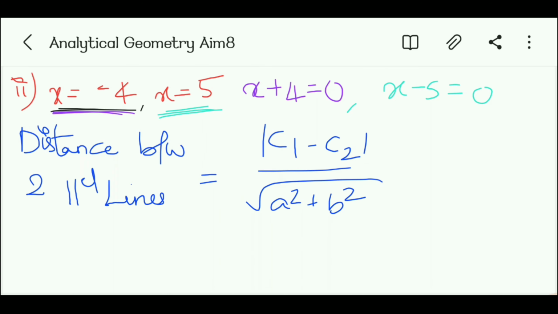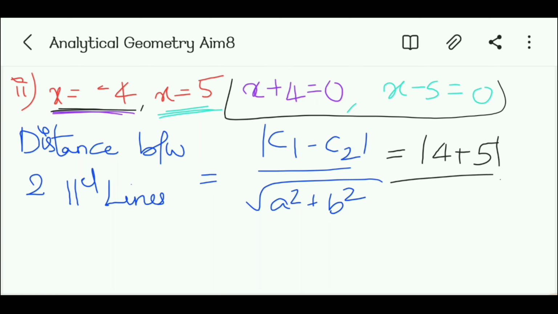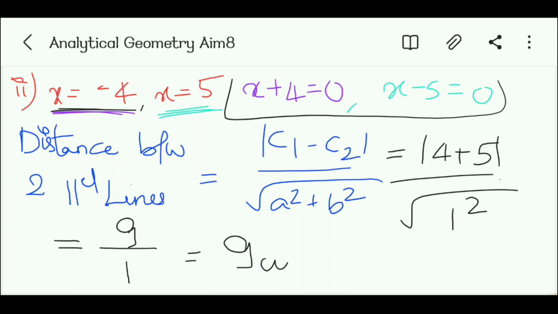Now I will put it in the formula. These two we are going to use, as you know. Now c is 4 in the first equation and in the second equation it is minus 5. So you will just put 4 minus, here minus into minus is plus 5, by root over a square. What is a square? It is 1, right? 1 square, and b square we don't have, the y term is not there, so no need to write anything. Now 4 plus 5 is 9, 9 by 1, which is nothing but 9 units.